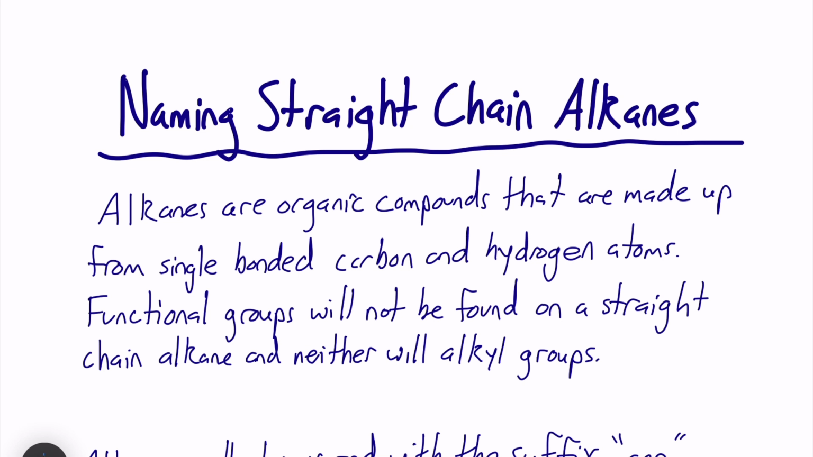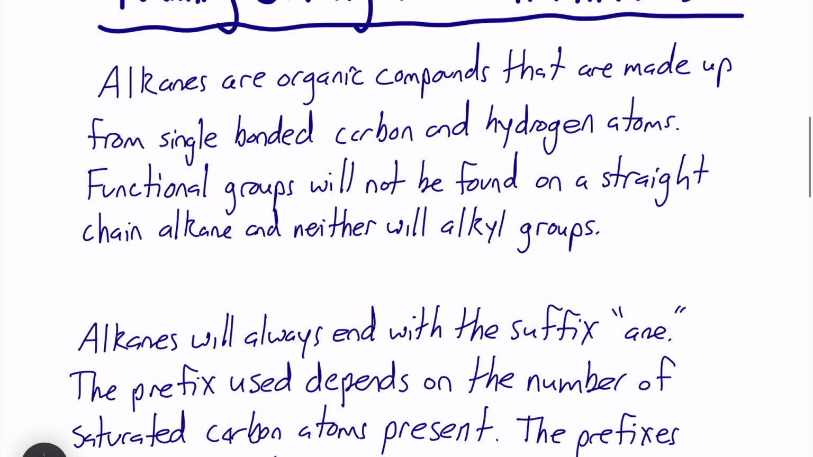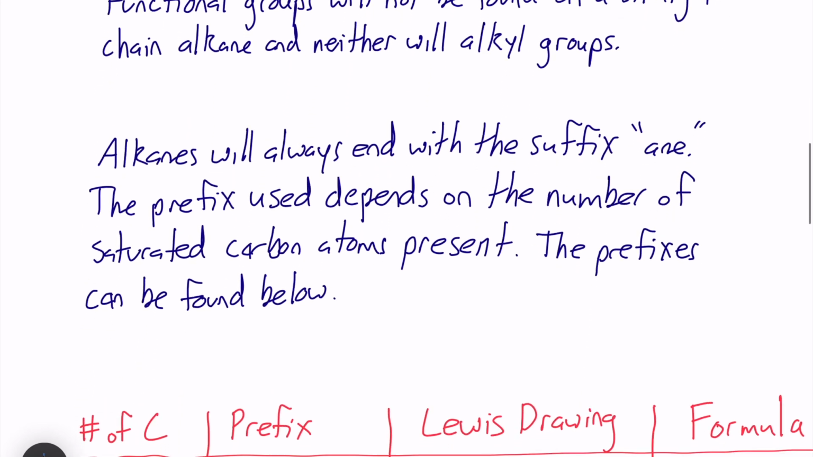Today we are going to be discussing naming straight chain alkanes. So, alkanes are organic compounds that are made up from single bonded carbon and hydrogen atoms. Functional groups will not be found on a straight chain alkane, and neither will alkyl groups or those branches. We will get into functional groups and alkyl groups in future videos, but not in this one.